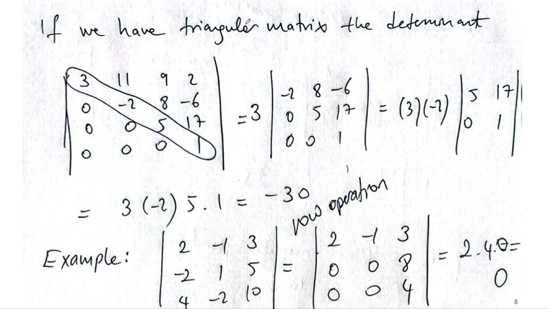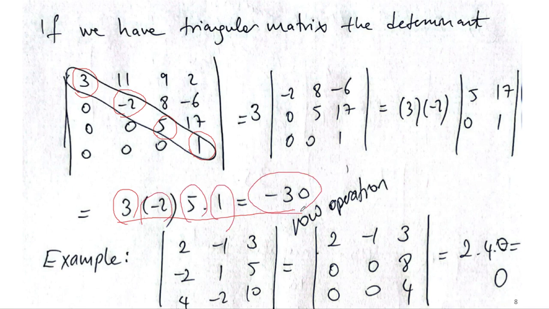If we have a triangular matrix, the determinant is given by the multiplication of the elements on the diagonal. Okay, so if we have an upper triangular or lower triangular matrix, it doesn't matter. As long as we obtain a triangular matrix, the determinant is given by the multiplication of these terms on the diagonal. So for this example, 3 times minus 2 times 5 times 1 gives minus 30 as the determinant of this expression.